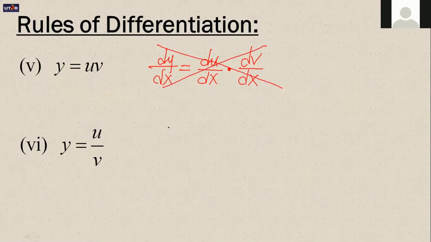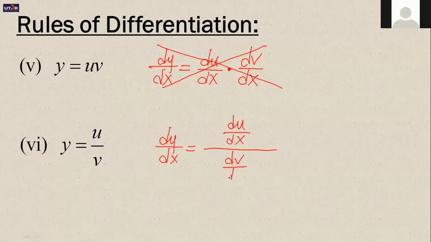So this one also, can we differentiate the function y with respect to x, same as differentiate the u with respect to x, then divided by differentiate the v with respect to x? Can we do this? The answer is cannot. Okay? So for multiplication of two functions and the division of two functions, we cannot just differentiate like that.